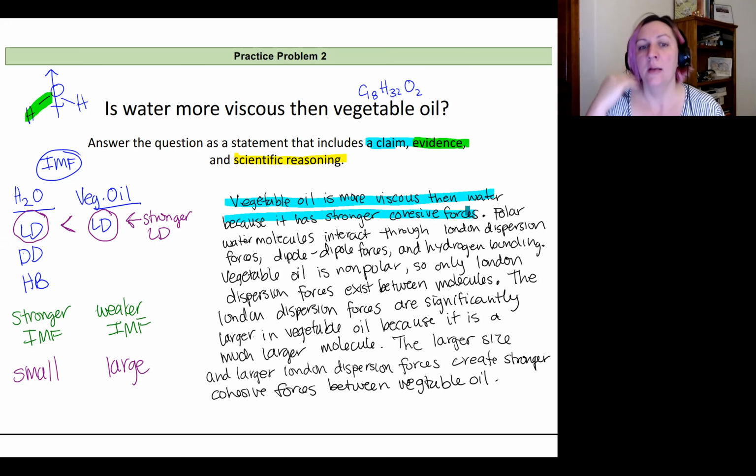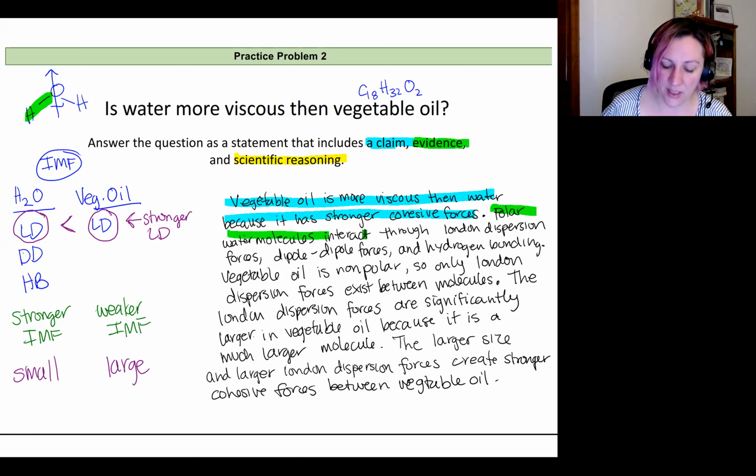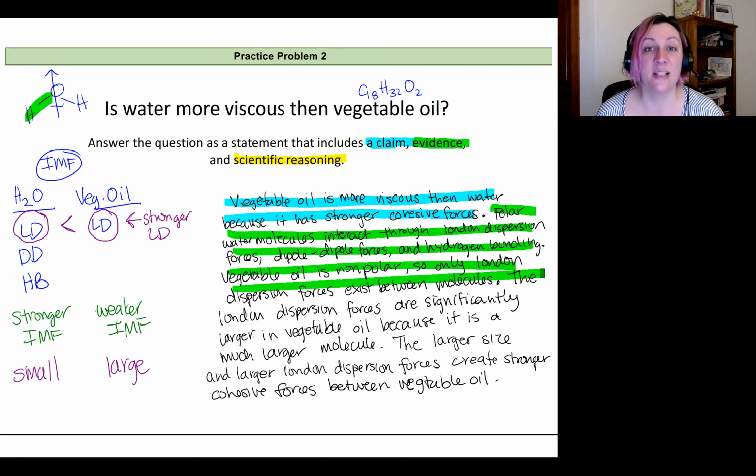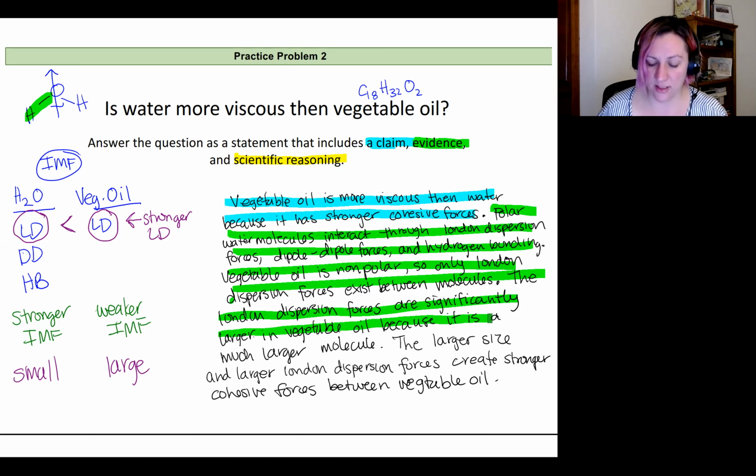Now, I'm going to support that with evidence, and I list the intermolecular forces, but it's not clear how that supports my claim right away. So I'm going to highlight this as my evidence. It's showing a comparison of the intermolecular forces, and the other piece of evidence here is the comparison of the size, so that the London dispersion forces are significantly greater because it is a larger molecule.